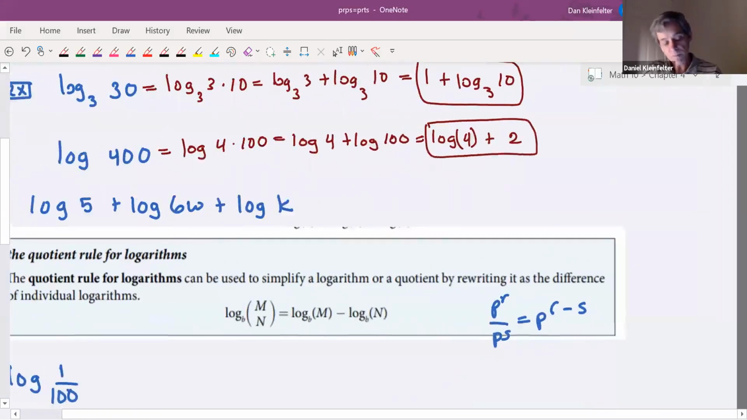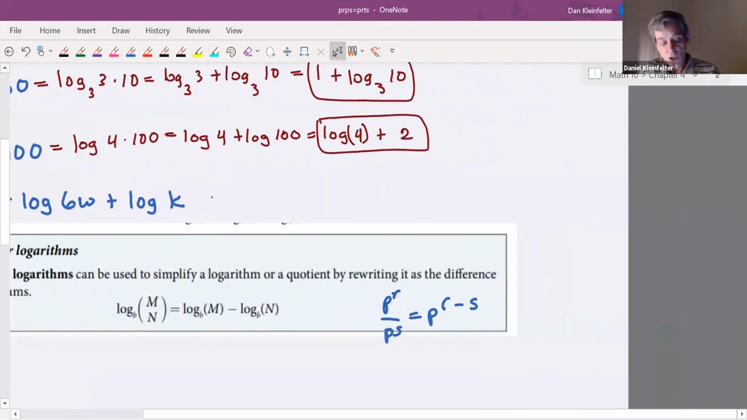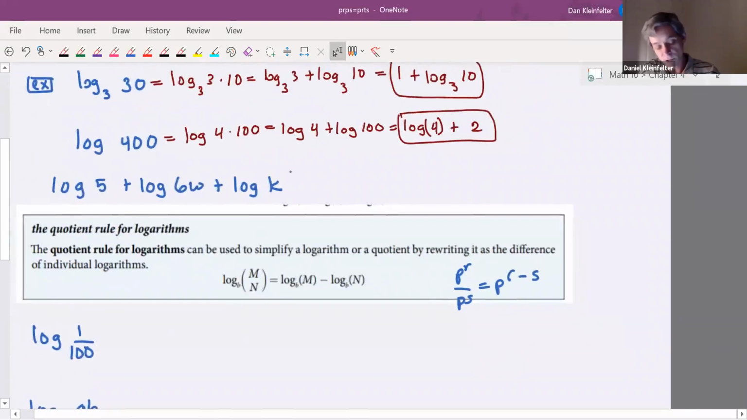Okay, so next up we have the logarithm of 5 plus the logarithm of 6w plus the logarithm of k. I'm going to use this property twice, one time to combine the first 2 terms. For one thing, we're going the other direction with it. Instead of splitting up a logarithm into a sum of logarithms, we can go the other way and combine logarithms. So this will be the logarithm of 5 times 6w plus the logarithm of k.